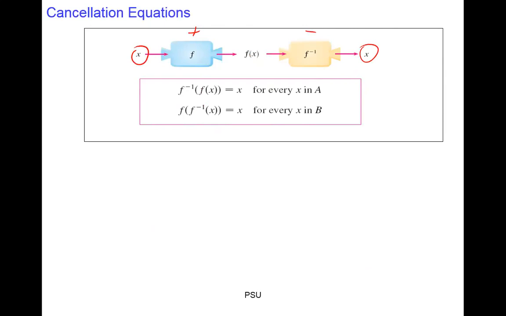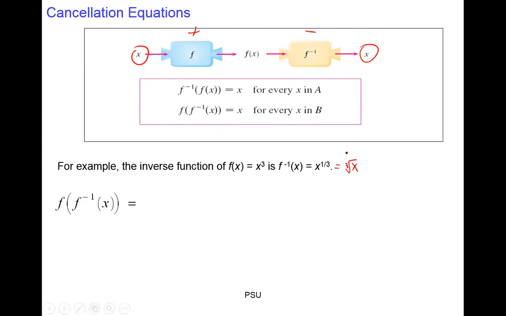That's what we call the cancellation equation, and the definition looks like this. We make a composition, compounding the inverse operation and the original one. Original and inverse, it doesn't matter which way we start. We can try to look at x cubed and the cube root of x.